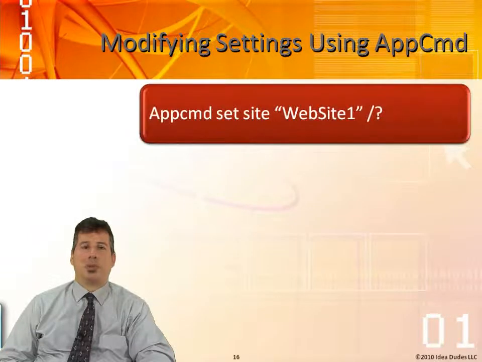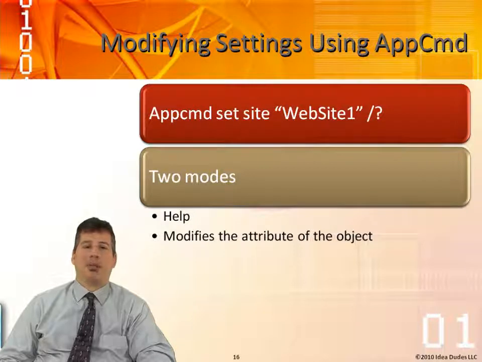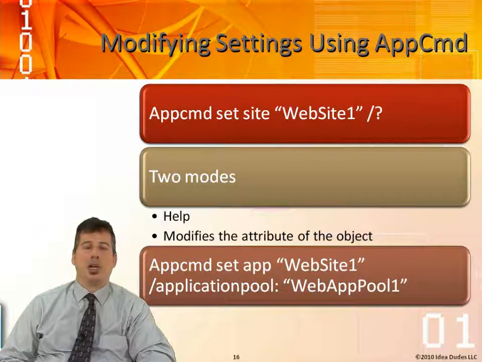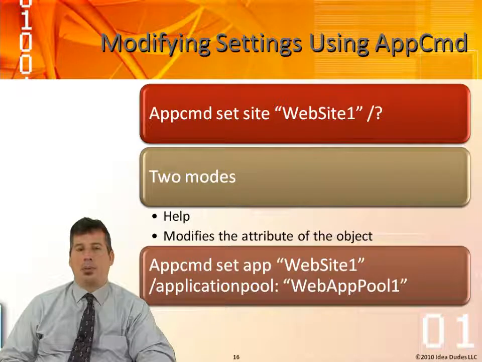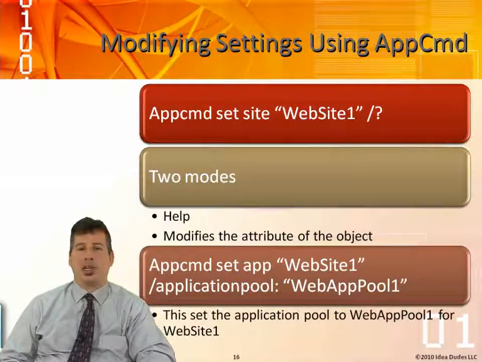Modifying settings using AppCmd. AppCmd set site website 1 and then /?. That's going to bring back information about what are the different parameters that we can use. There's two modes: help and modifies the attribute of the object. AppCmd set app website 1, then what we're doing is we're changing the application pool over to web app pool 1 by doing /applicationPool. This sets the application pool of web app pool 1 for the website 1.